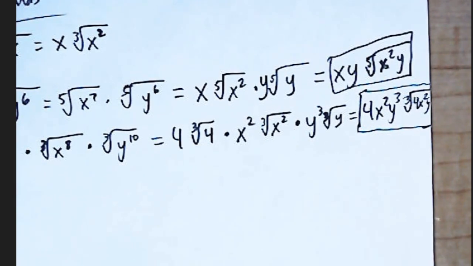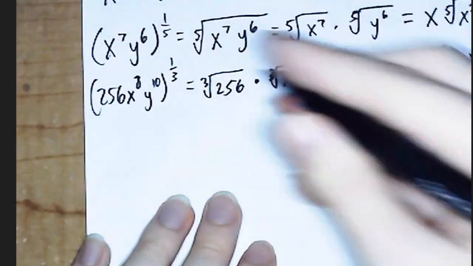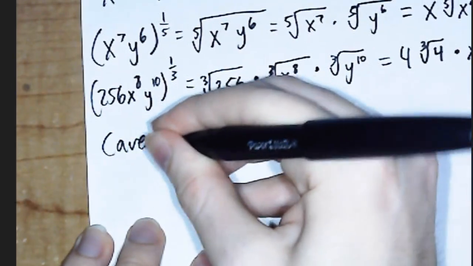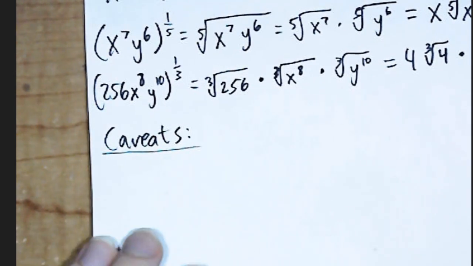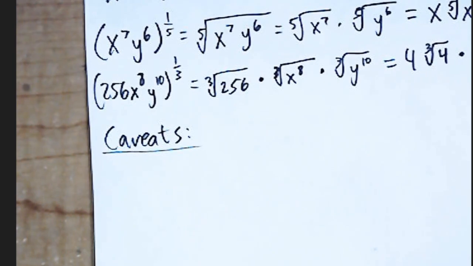That's going to do it for this section. We're going to move on to some caveats. If you don't know what the word caveat means, there are some nuances to these properties. Unfortunately, there are some nuances to this.